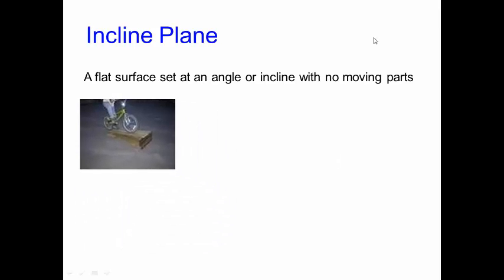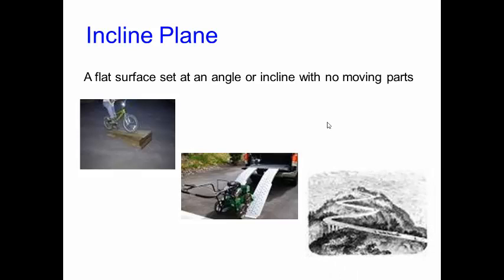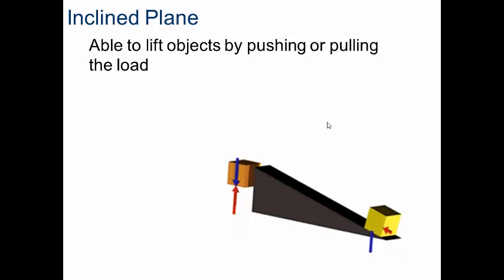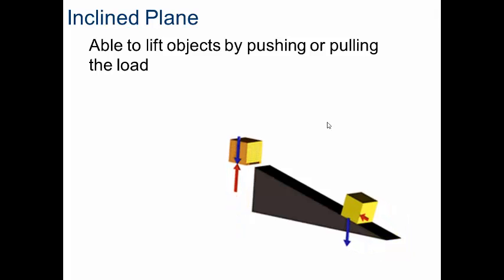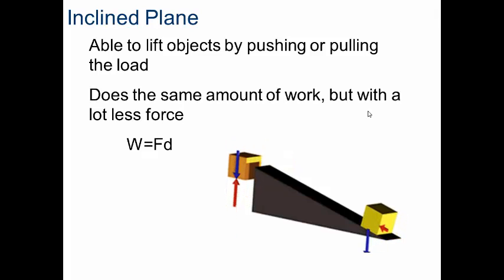So we could have a little ramp for a bike, something to help us load a heavy object in the back of the trailer, or it could even be a mountain pass with all of its little zigzags. The inclined plane gives us the ability to lift objects by either pushing or pulling the load. Either way, we're doing the same amount of work, but with a lot less force.